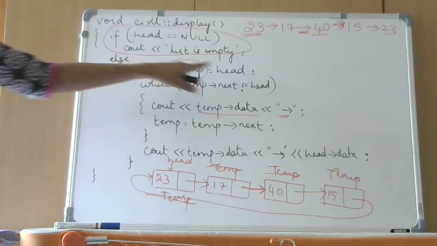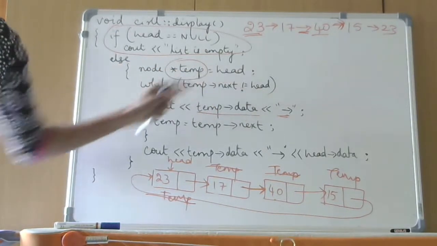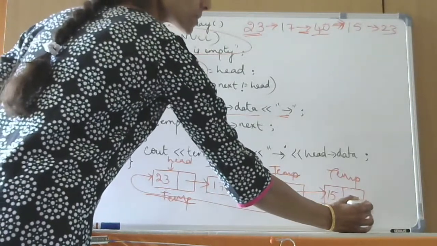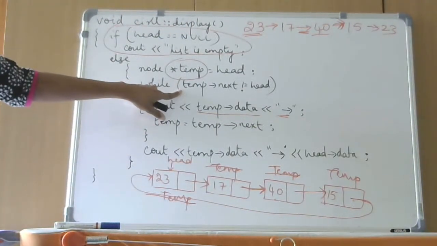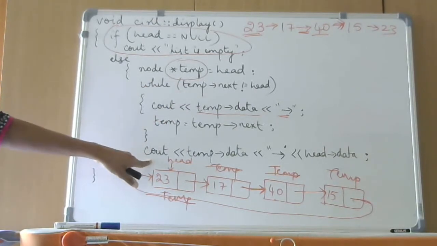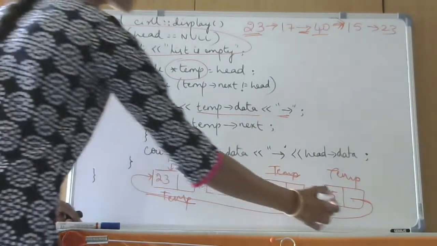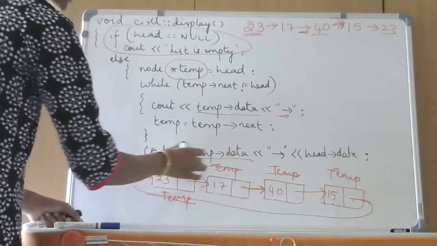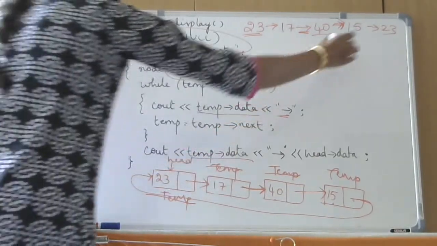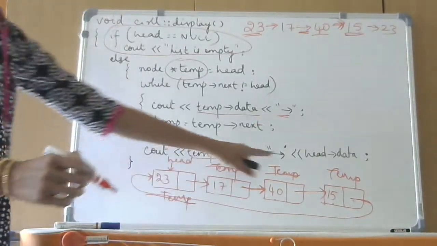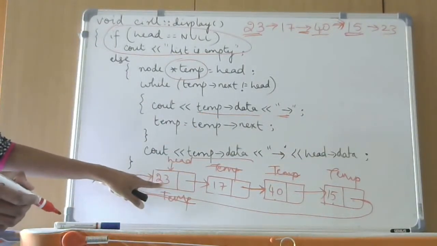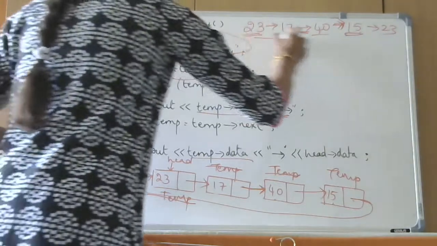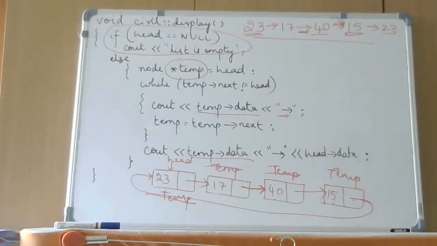While temp of next is not equal to head. Now, what is happening? Temp of next is this. Is it equal to head? It is equal to head. It is pointing back to head. So, this condition is not satisfied, and it will come out of the loop. I have still not printed 15. So, I will say cout temp of data. So, I will print 15. Then I will put an arrow. I will also display head of data. Head of data is what? 23. So, I will get this kind of display.